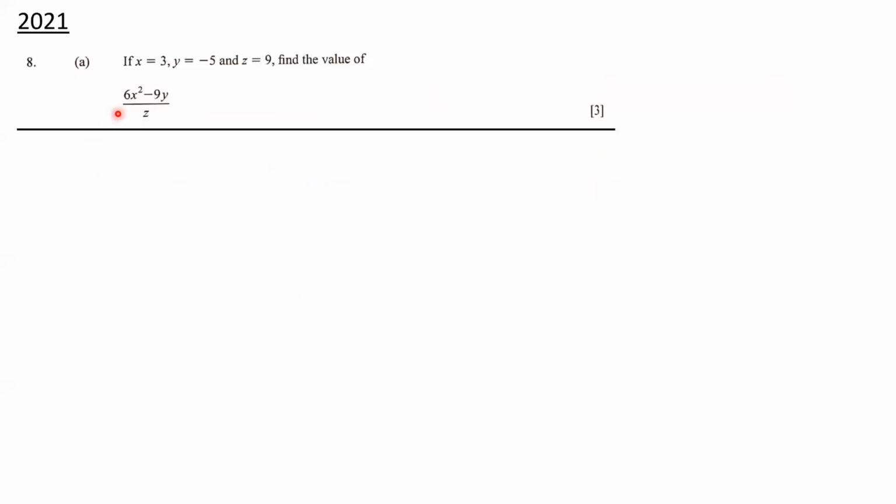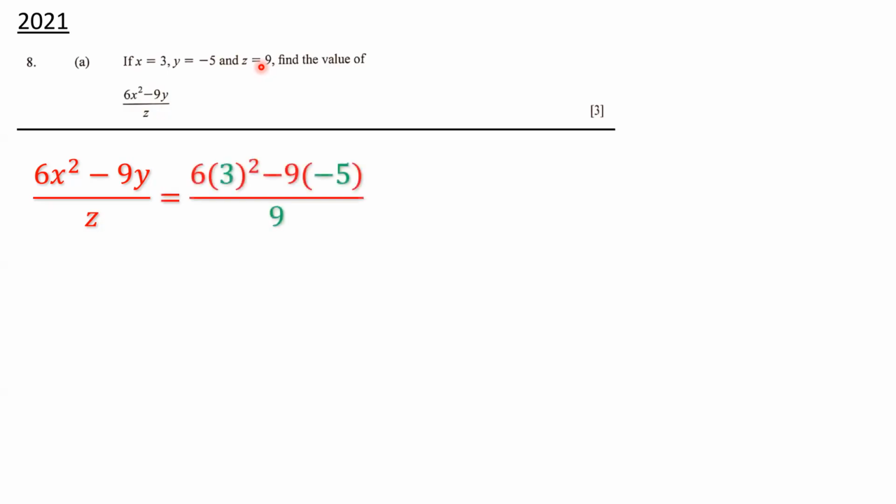Okay, the next question says, if x is equal to 3 and y is equal to -5 and z is equal to 9, find the value of 6x squared minus 9y all over z. Here, x is equal to 3, so wherever we see x, we're going to put 3. y is equal to -5, so wherever we see y, we're going to put -5. And z is equal to 9, so wherever we see z, we're going to put 9. So if we substitute, we put 3 for x, -5 for y, and 9 for z.